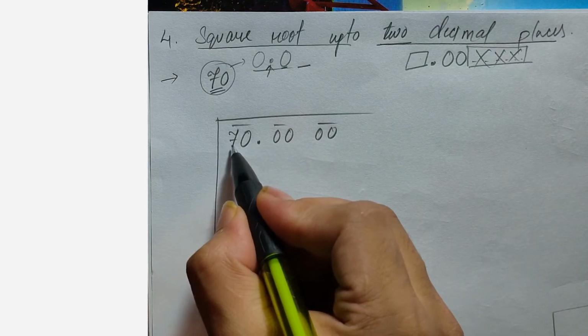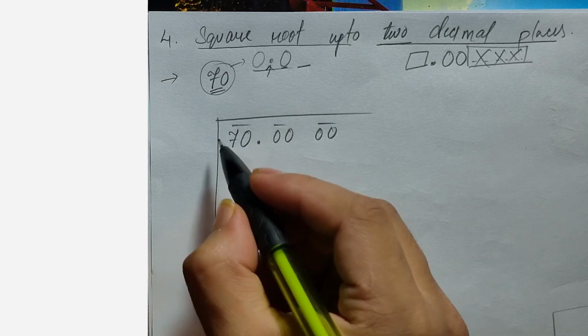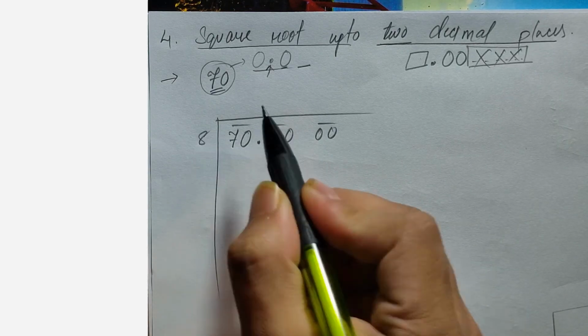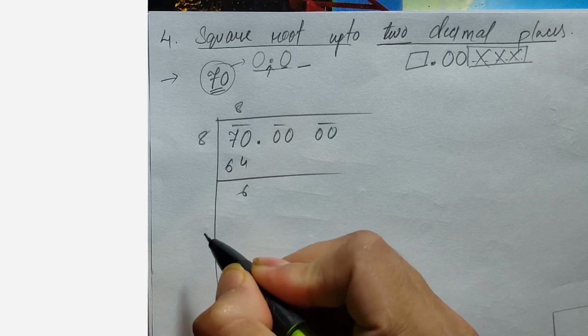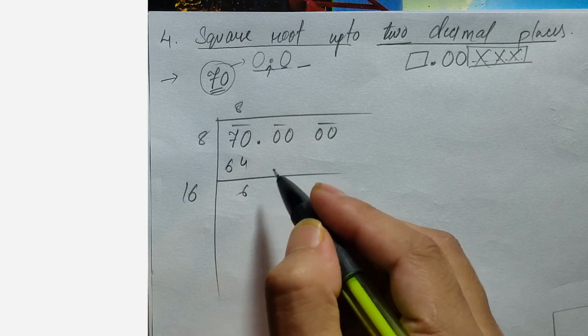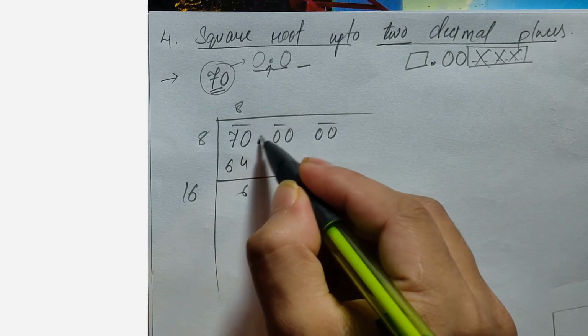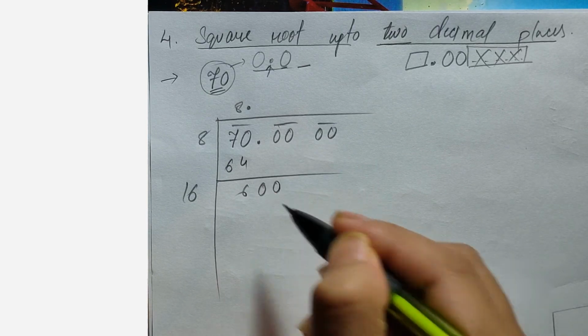Again we use the long division method. We have to find the square of some number which is less than or equal to 70. The best number to go with is 8, because 8 square is 64. Now 70 minus 64 is 6, and 8 plus 8 is 16. Then we bring this down. Now you have encountered the point, so the point will come here, and if you bring these two zeros down, you get 600.